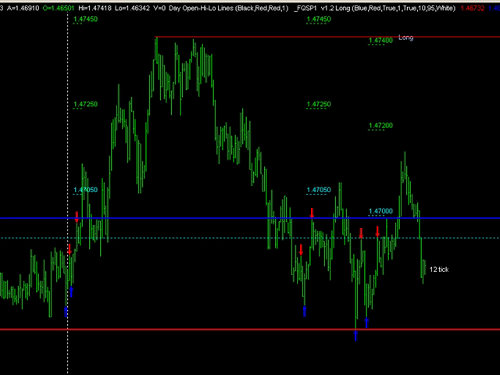That's how the pound has developed this morning. So hopefully it'll carry on pushing up.